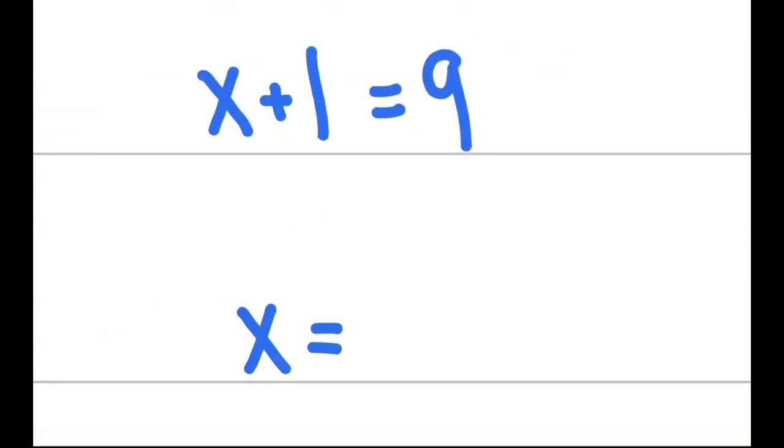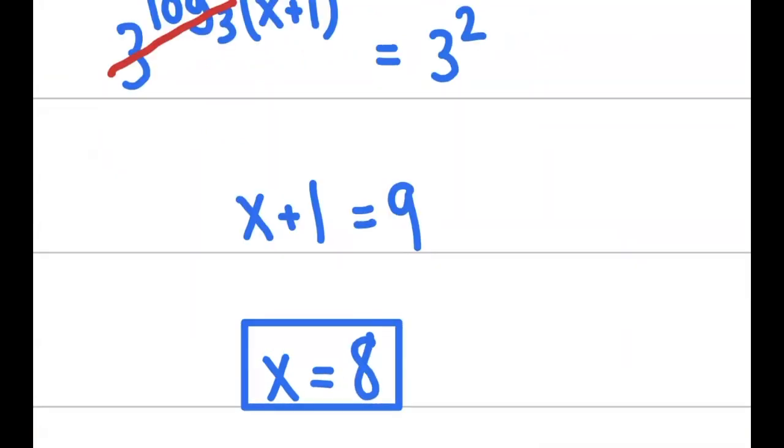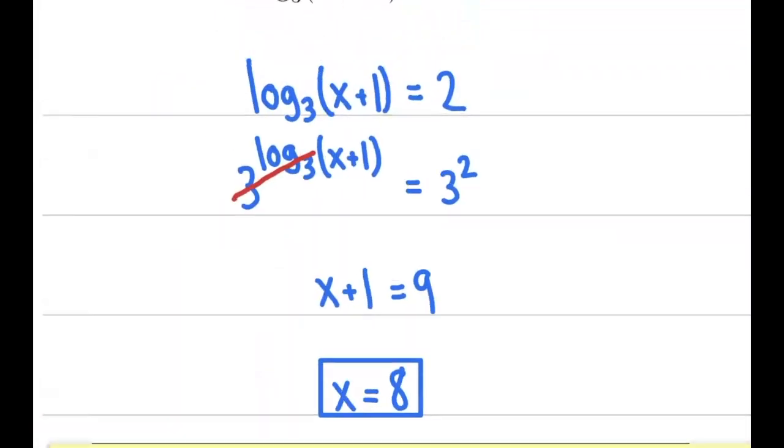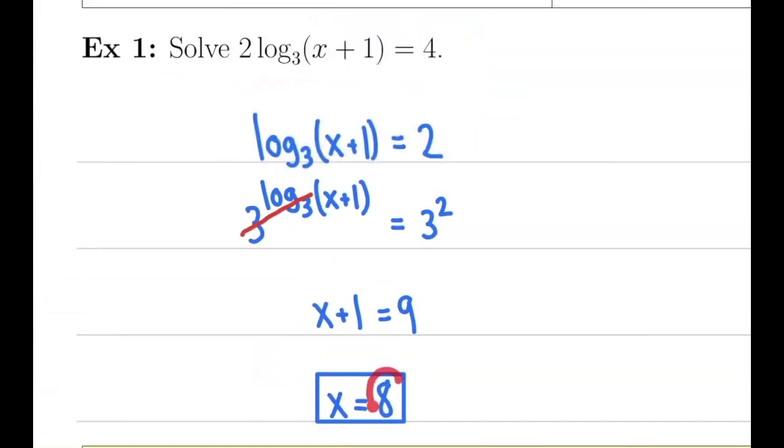Yes, 8. I felt like Dora the Explorer for a second. So we get that x equals 8. That's our solution. And you can plug 8 into the original equation and you'll see that it checks out. So that's it for example 1.